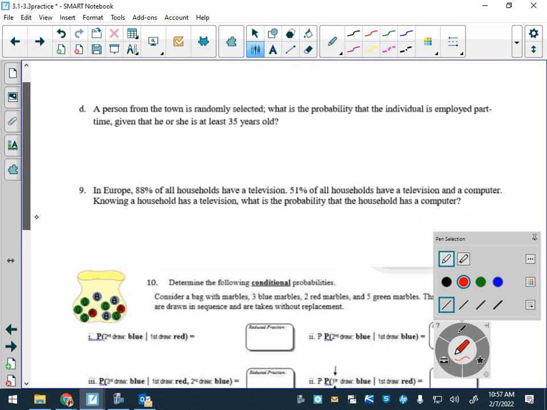Then for D, a person from the town is randomly selected. What is the probability the individual is employed part-time given he or she is at least 35 years old? Andrew? Perfect. 341, 16, 42. Okay? Any questions? Okay. Did you guys, let me just double check because I know the numbering was a little out of control.